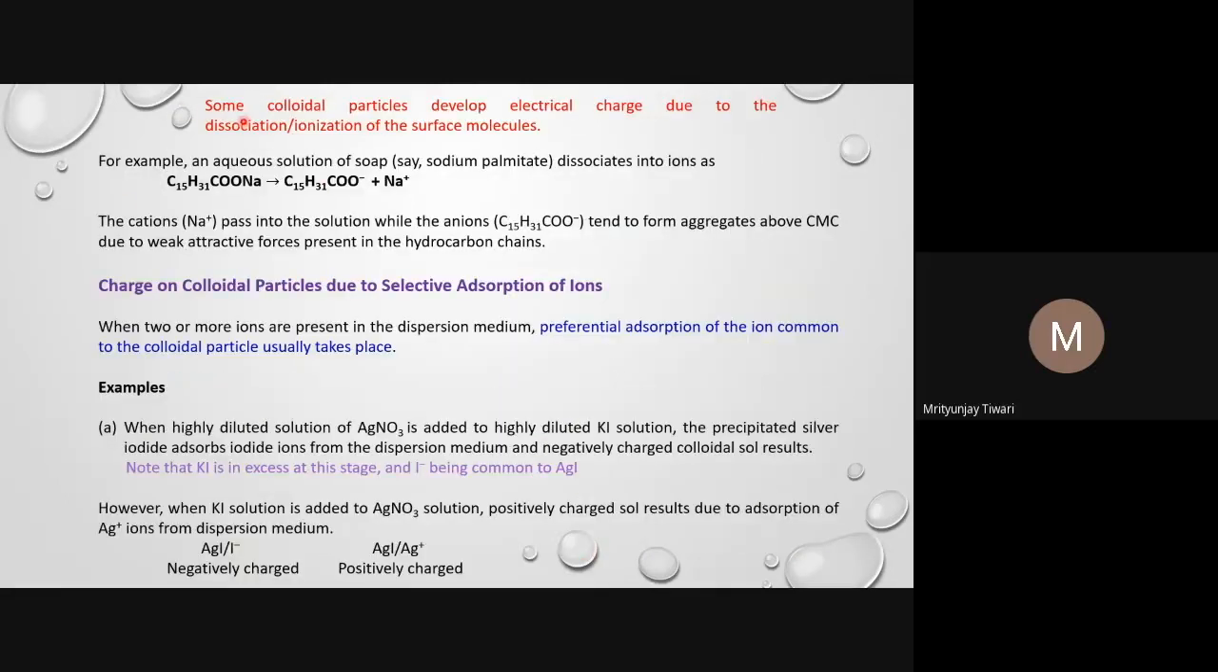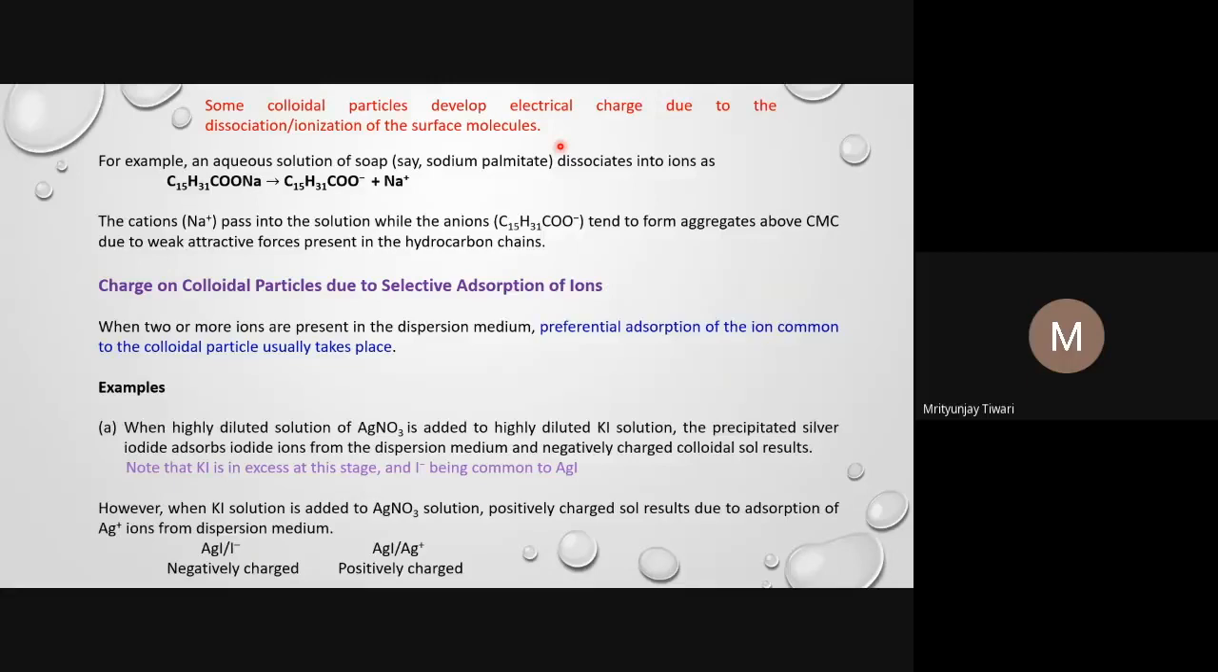And also some colloidal particles develop electrical charge due to the dissociation or ionization of the surface molecules. For example, that we have seen for the soaps and detergents. Soaps are actually the sodium or potassium salts of fatty acids. And if they are salts, it means they are electrically neutral. They have cations and anions.